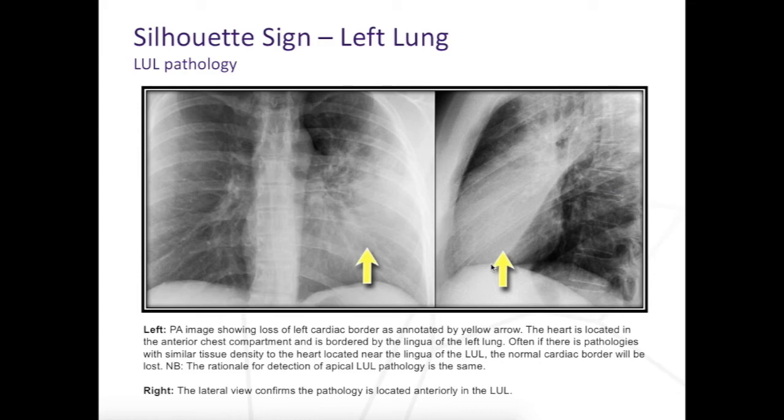On the lateral, it's very obvious that is the oblique fissure. That is part of the left upper lobe that has collapsed. And so you see this beautiful appearance here. Very striking.